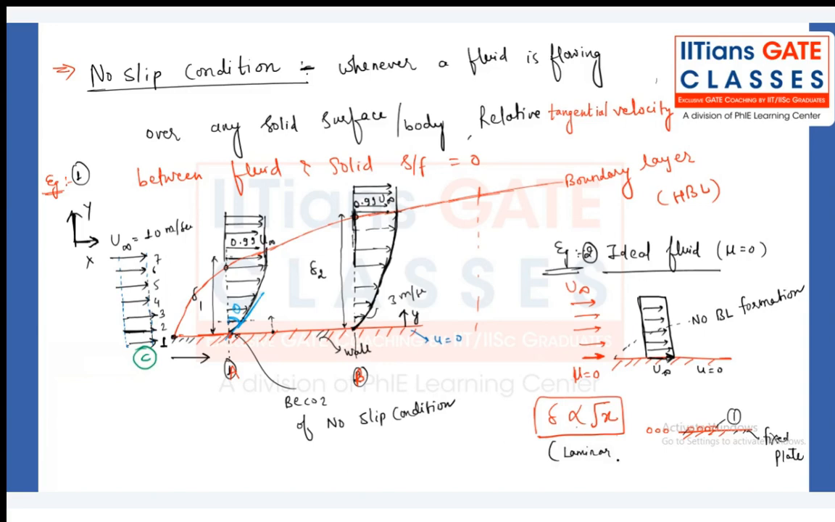Of course, you have to remember this is valid only for laminar flow. For turbulent flow, we have something else. There also delta is directly proportional to x, but not x to the power 1 upon 2. It is x to the power 4 by 5. We will discuss this in boundary layer theory in detail. Is it done for all?